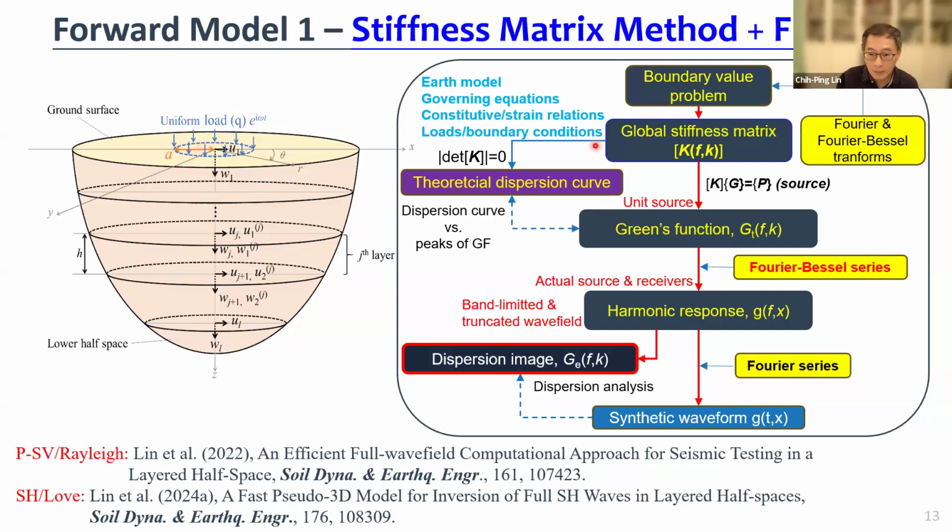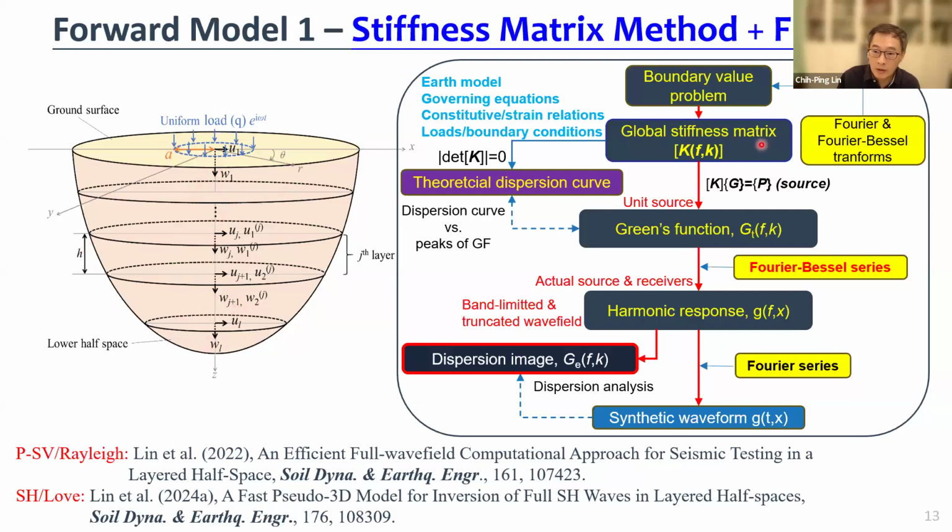For the boundary value problem, you have governing equations, and we transform the time domain into the frequency domain. Then in the horizontal, radial direction, we use a Fourier-Bessel transform or Hankel transform, transforming the horizontal radius axis into wave number. After transformation, the partial differential equation becomes an ordinary differential equation as a function of depth only, the z direction.